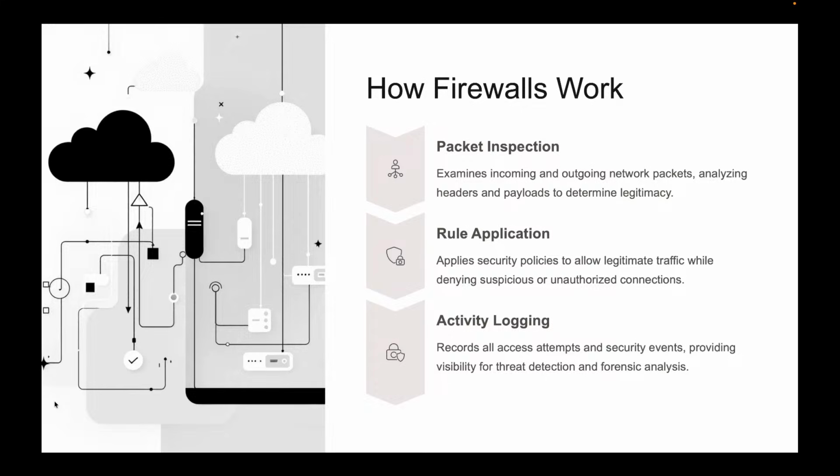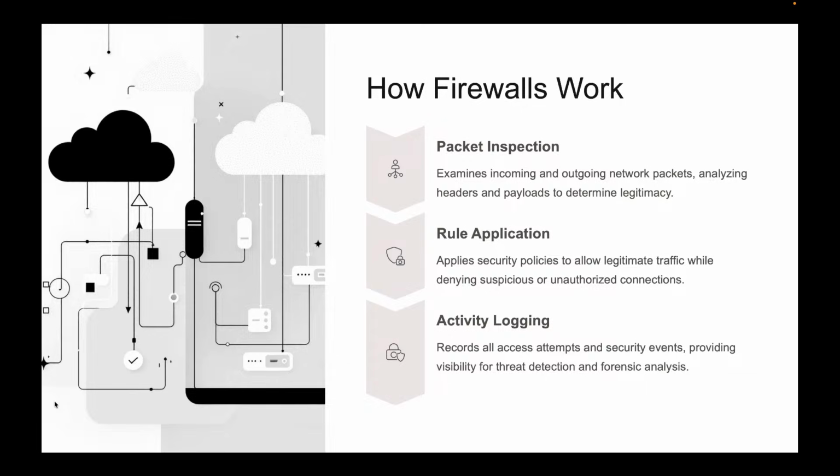The second one is rule application, where the firewall applies rules to limit traffic. If some suspicious or malicious activity is occurring, the firewall immediately gets in the middle of the way and stops it, as if saying this application does not allow this access. So that is where rule application follows.